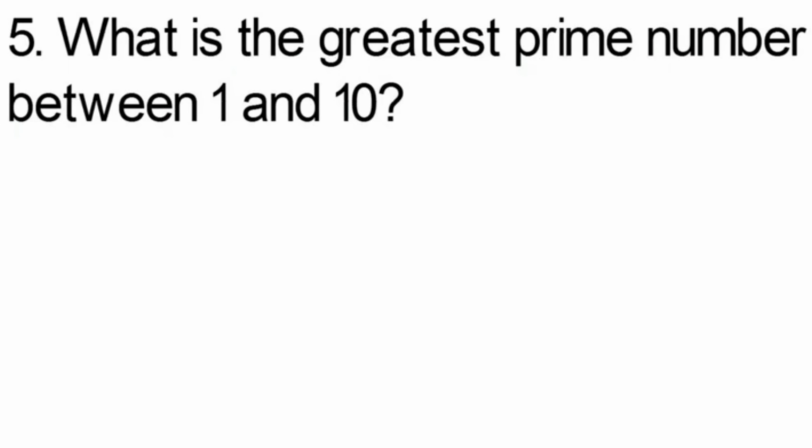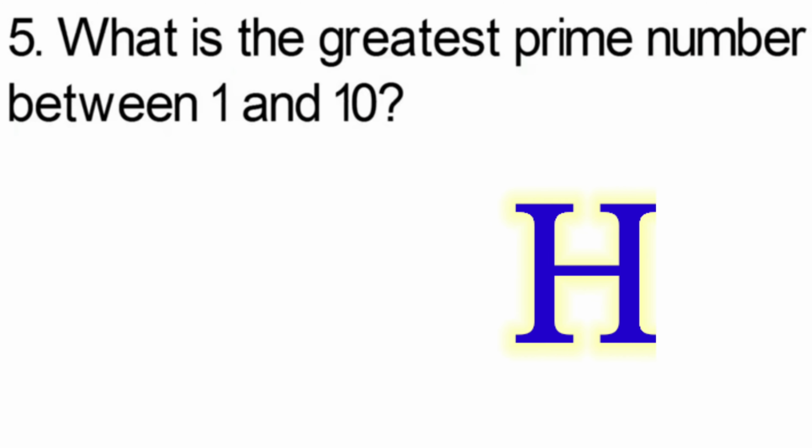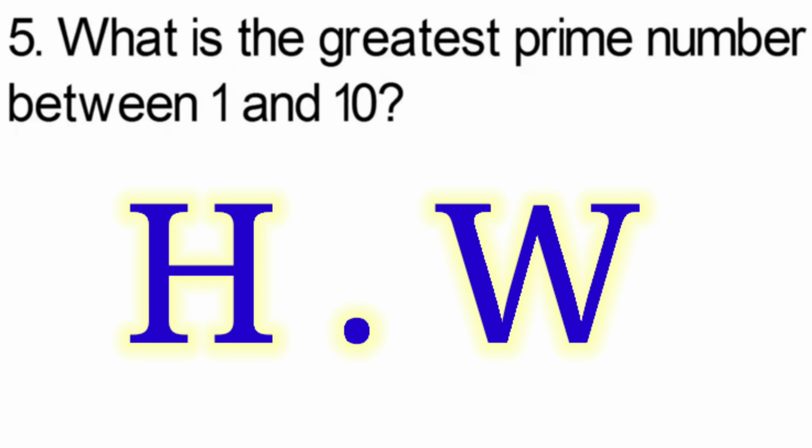Now question number 5 we have: what is the greatest prime number between 1 and 10? It means between 1 and 10, which is the greatest prime number we have. So that number you have to write. Okay, so this also will be the homework for you. You just write the question and then the answer: dash is the greatest prime number between 1 and 10, and the answer you will write on your own.